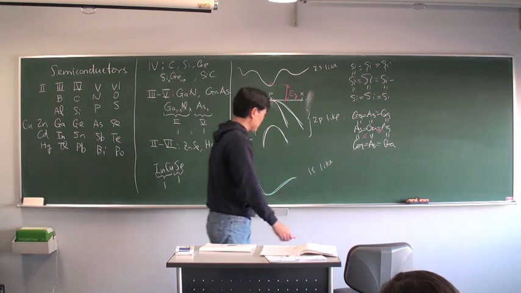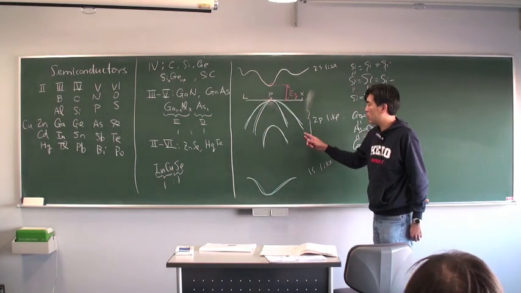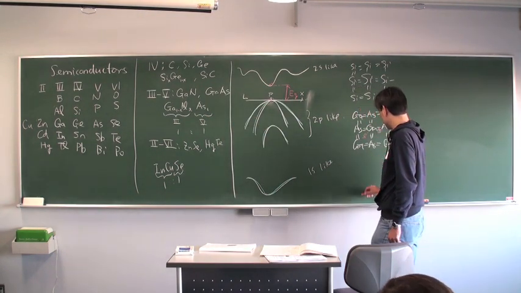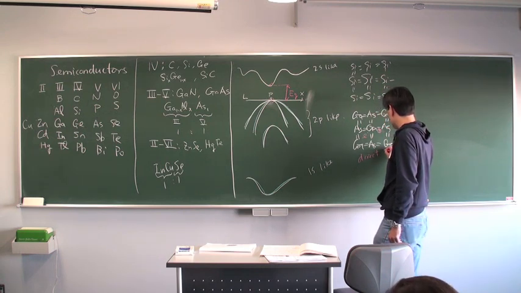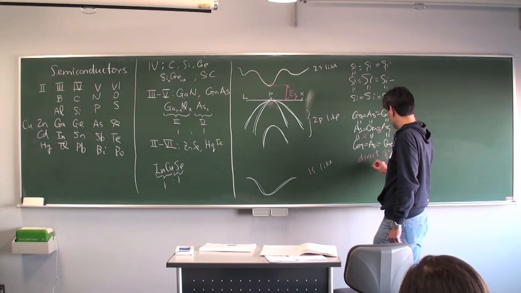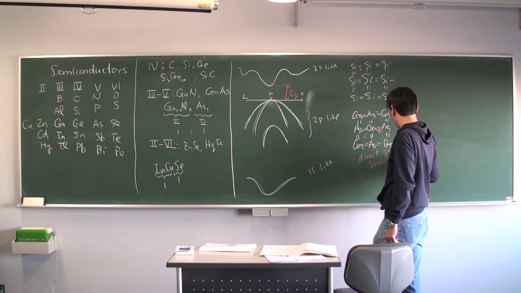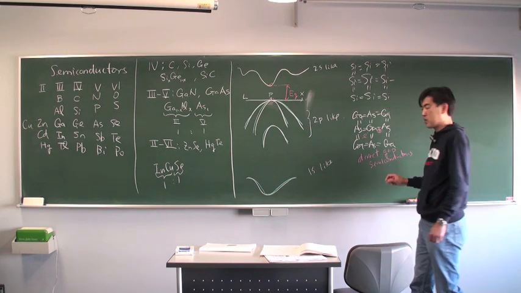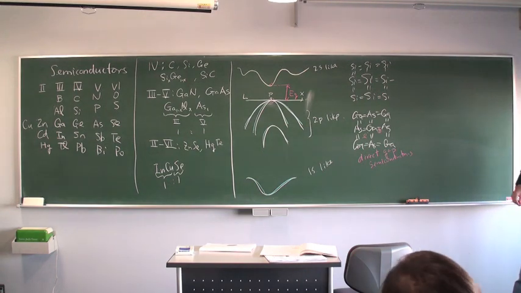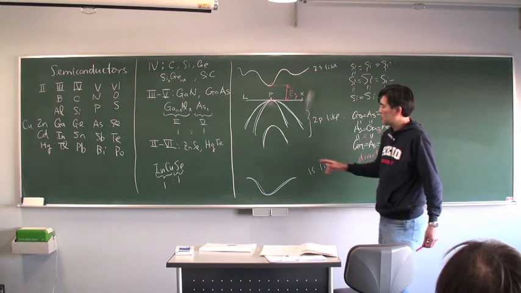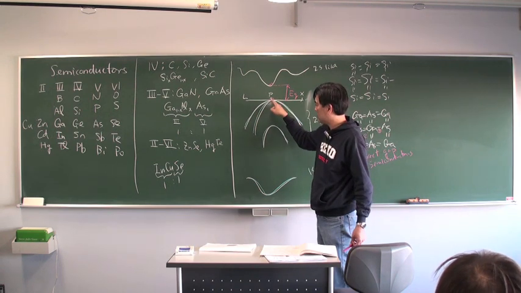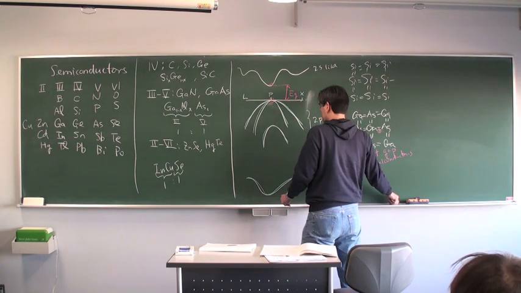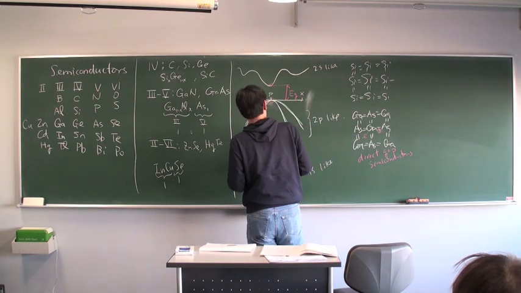Now, this is the case for direct gap semiconductors. That means the position of the valence band, this is called the valence band top.